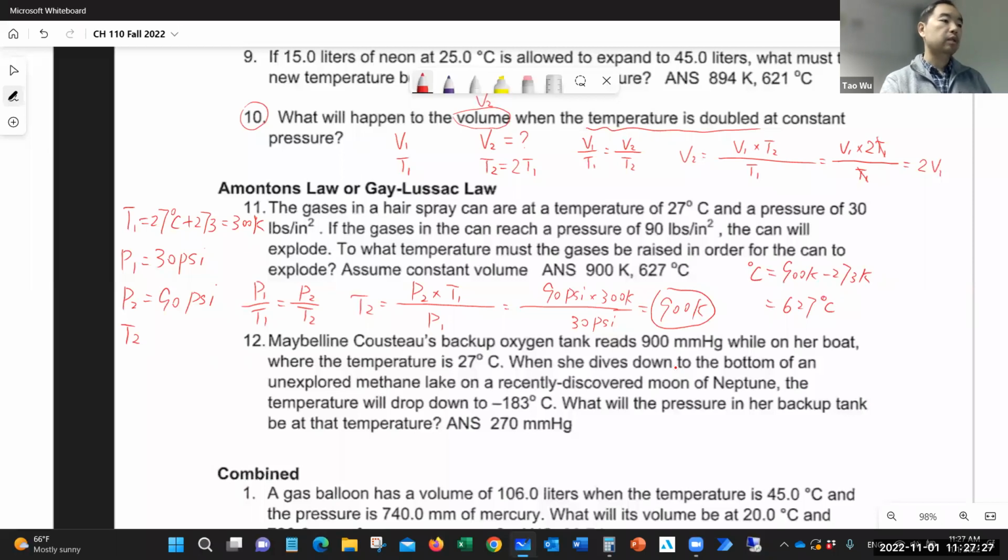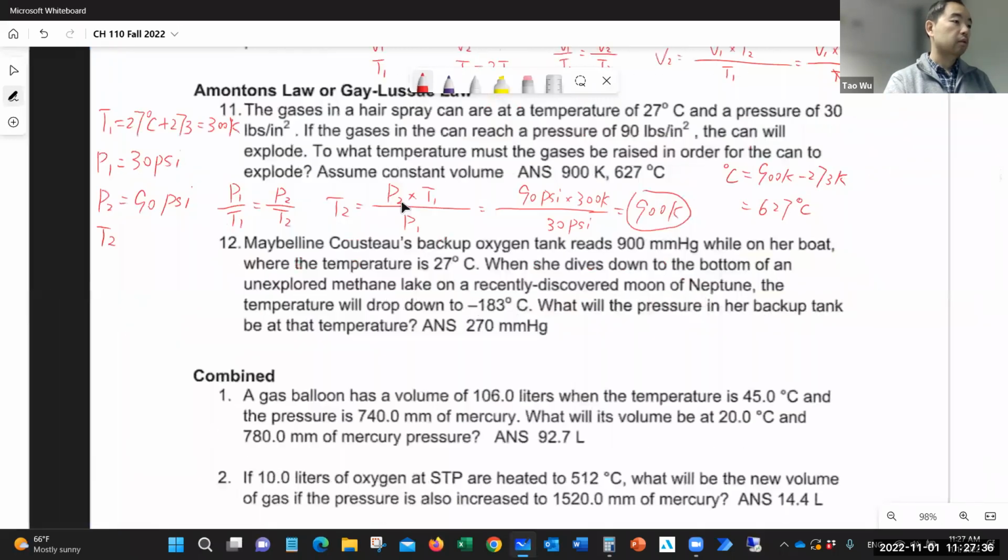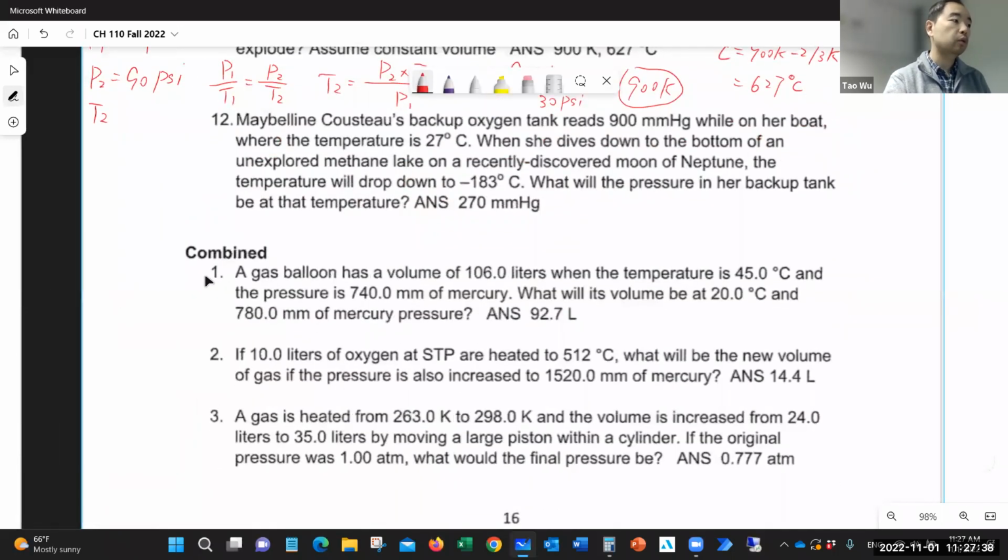All right, so this is talking about the Gay-Lussac law, also called Amontons' law. Okay, so the next one we're going to talk about is the next gas law, which is called the combined gas law.